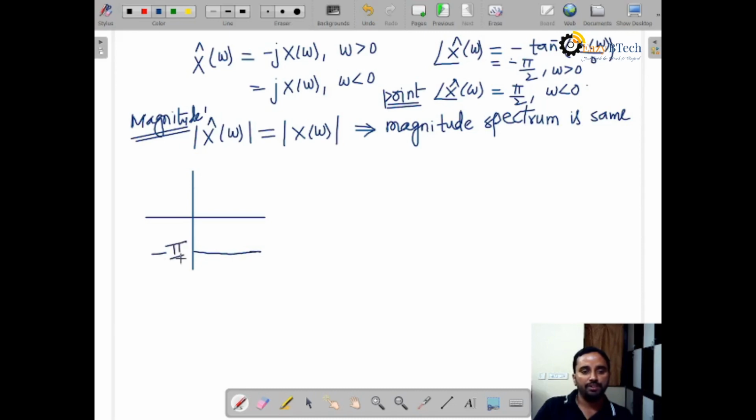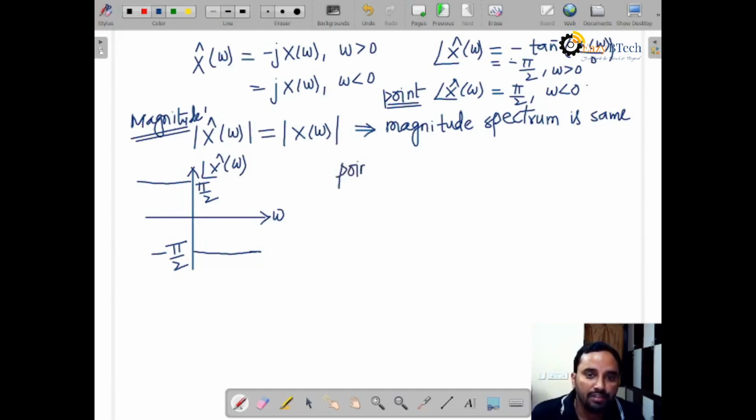When frequency is positive, and when frequency is negative, plus pi by 2. So this is the angle of X cap of omega. This is the frequency, plus pi by 2. So that means the phase of X cap of omega is plus pi by 2 or minus pi by 2 as per the frequency. When frequency is positive, minus pi by 2; when frequency is negative, plus pi by 2.